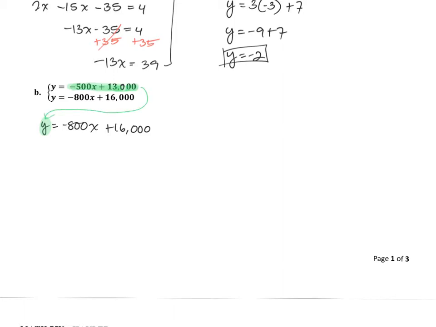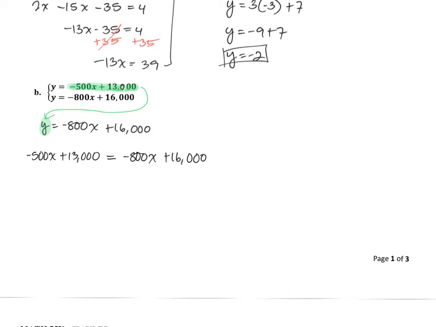Alright, so I'm going to have to squish my equation over a little bit. I didn't really leave myself room. So then I have negative 500x plus 13,000 is equal to, bringing this value over here, negative 800x plus 16,000. Alright, let's go ahead and solve.